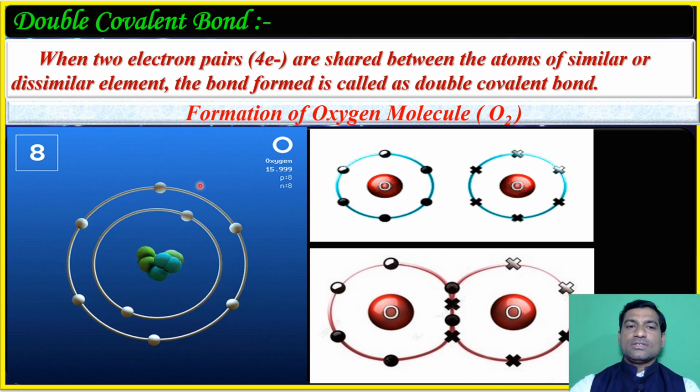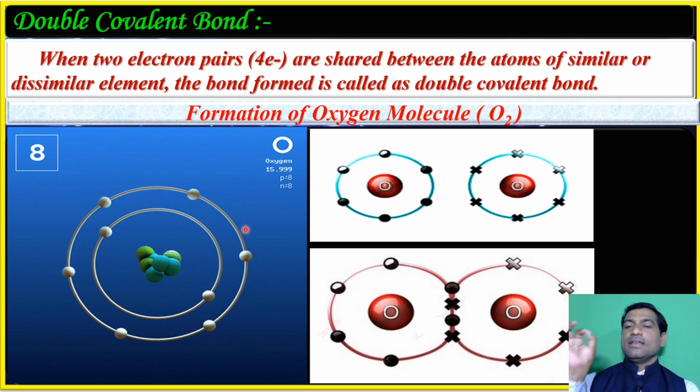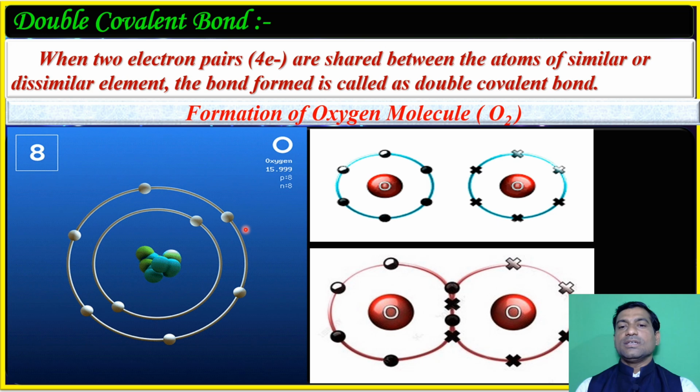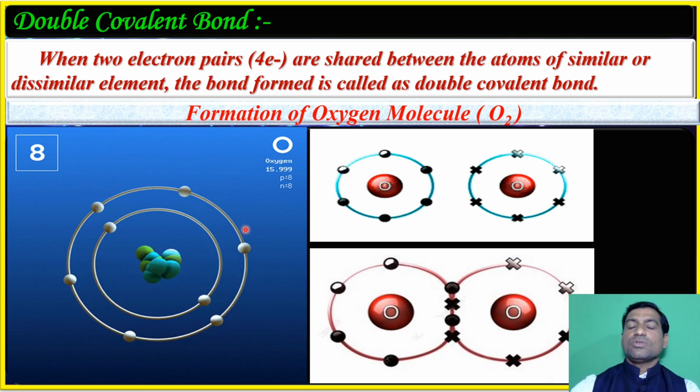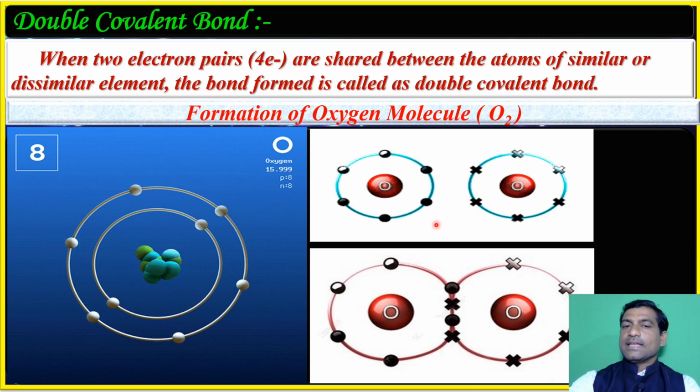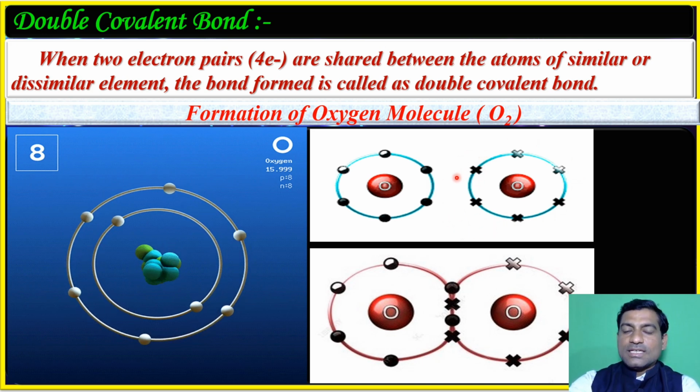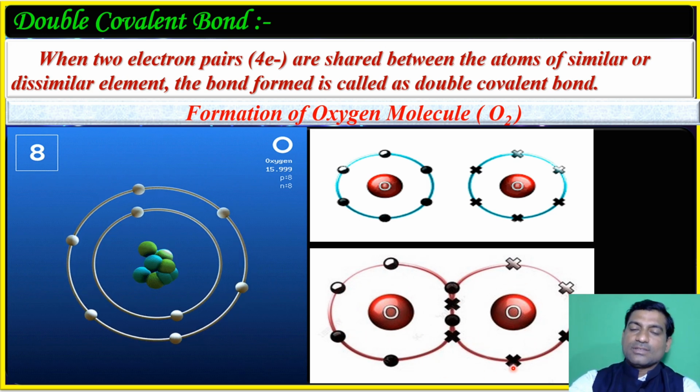For example, oxygen. The atomic number of oxygen is 8. Means first orbit contains 2 electrons, second orbit contains 6 electrons. Means the oxygen is short of 2 electrons, or oxygen requires 2 electrons to complete the outermost orbit. So the oxygen can share its 2 electrons. See here, the last orbit contains 6 electrons, and this oxygen also contains 6 electrons in the last orbit. One oxygen can share 2 electrons, another oxygen can share 2 electrons. These 4 electrons are shared between two oxygens, and there is a formation of a double bond.